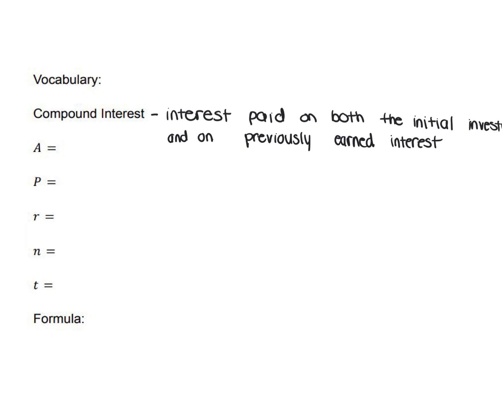So the definition of compound interest is interest paid on both the initial investment and on previously earned interest. The formula for compound interest, I'm going to write it down here. It's A equals P times (1 plus R over N) to the power NT.